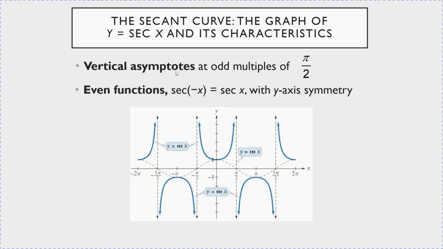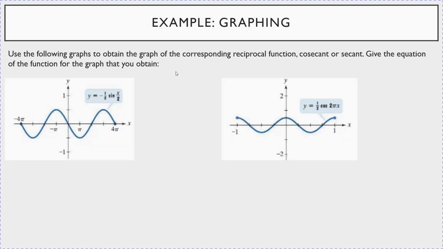Okay, let's jump in and do some examples. All right, so we'll start with these. These are kind of fun. It says use the following graphs to obtain the graphs of the corresponding reciprocal function, either the cosecant or secant, and give the equation of the function of the graph that you obtain. Okay, so look here. I've got y is equal to -1/2 sine of x over 2. What is the reciprocal of sine?